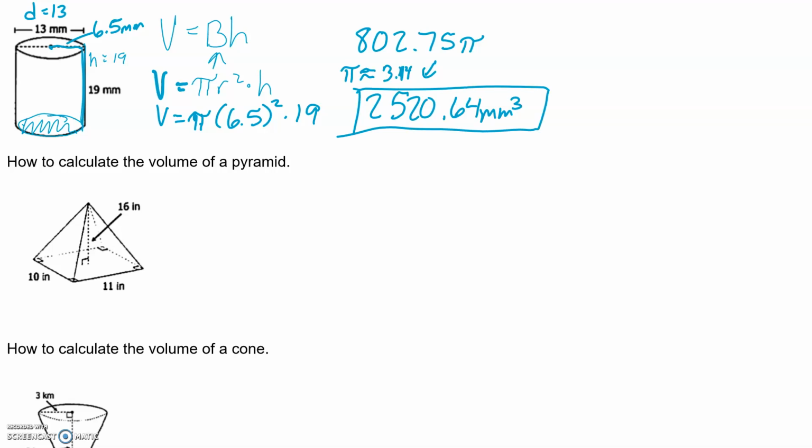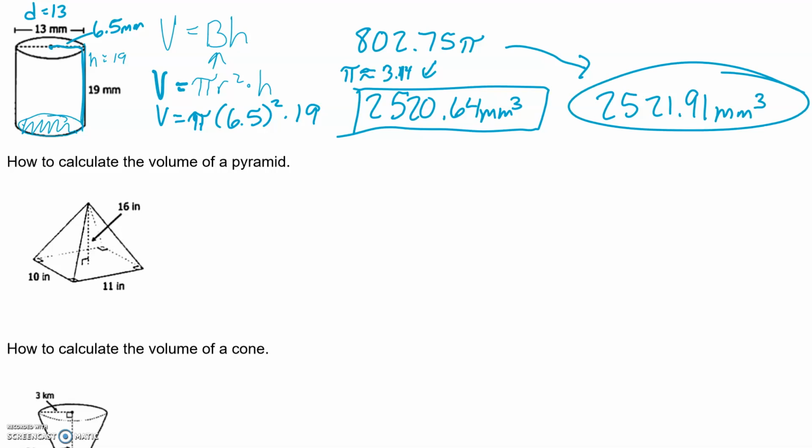All right, now if we were to use the pi button, which if you look at the answer key to any of these problems worked out, you're going to see that it's going to end up being this answer. So that would be 2,521.91 millimeters cubed. So it's okay on these worksheets that if you have a different answer and it's just slightly off by a few numbers, that is okay, because the approximation of 3.14 is not exact as your calculator key can get with pi on the calculator.